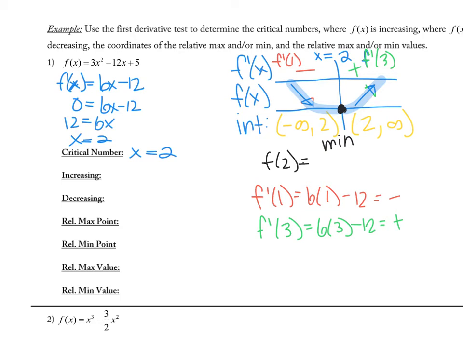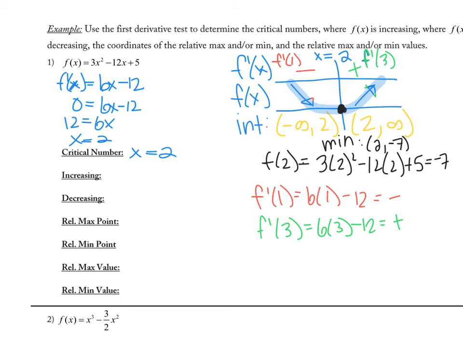This is why notation is important. So 3 times 2 squared minus 12 times 2 plus 5, and that gets me a -7. So the relative min is (2, -7). If you're wondering why I plugged in 2, that's what the critical point was.